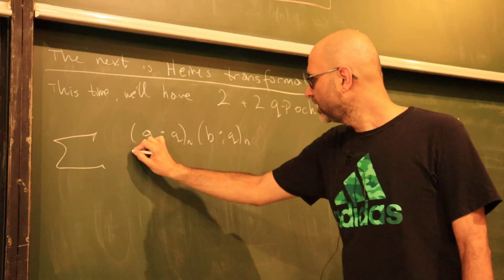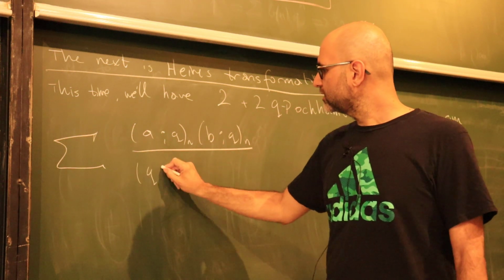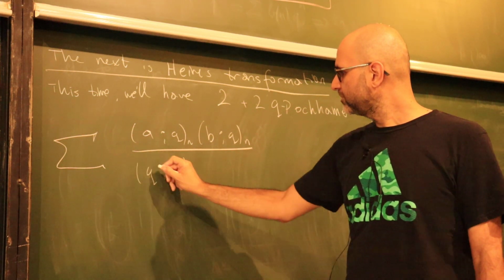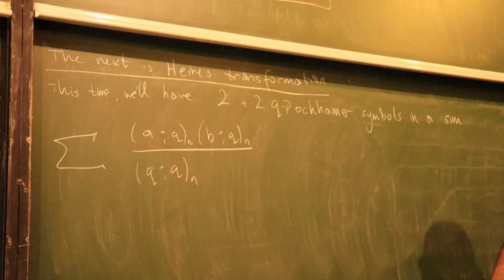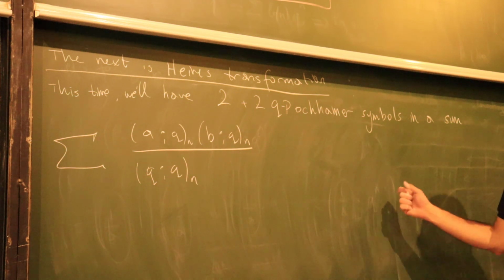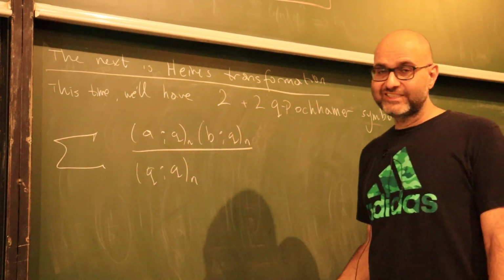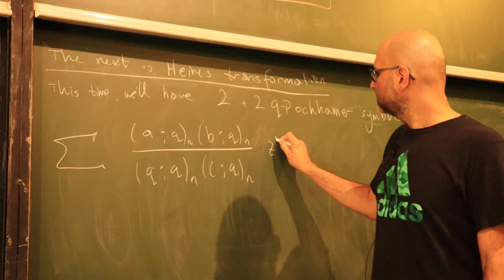q sub n, divided by one of the 2 denominator factors, which will be q; q sub n. It's traditional now, we cannot do without it. So it's always there. That's the first factor. The second factor is c; q sub n, z to the n.